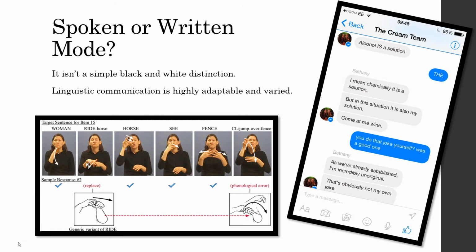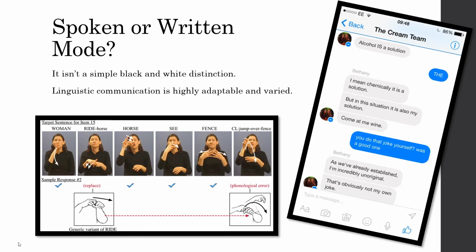It's a question of how texts use combinations sometimes of different modes. And you can see in these two examples of linguistic communication that it isn't a simple case of a text being either spoken or written. In some cases, I suppose, a text is clearly a written mode text or is clearly a spoken mode text. But as we'll see in Paris, the distinction is sometimes blurred. Linguistic communication is highly adaptable and varied, and I suppose that we study on this course really the variety of linguistic communication.